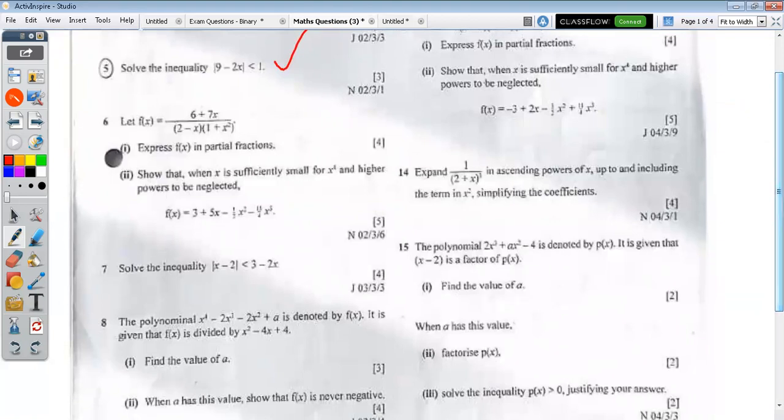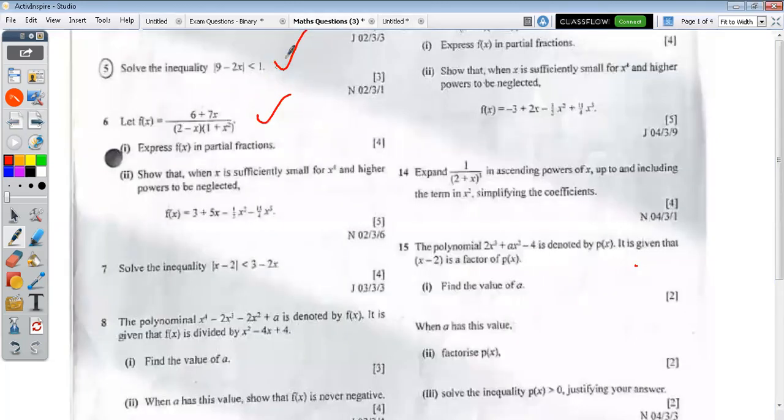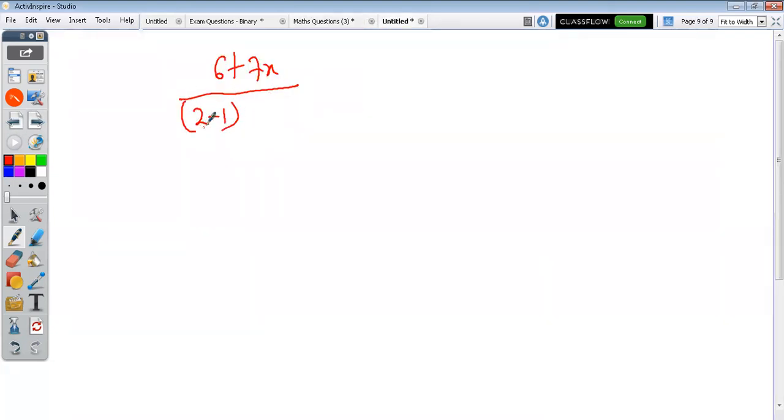And also, have you done partial fractions? Yes, we have done that part of the topic. Okay, I believe you have done that. So now let's look at this number 6 here, to do with partial fractions. We want to express this in partial fractions: 6 plus 7x over brackets 2 minus x, 1 plus x squared.